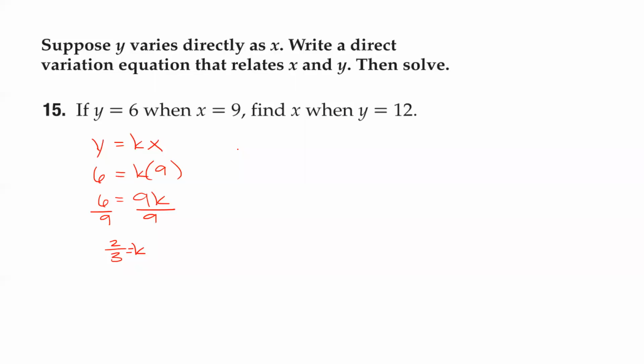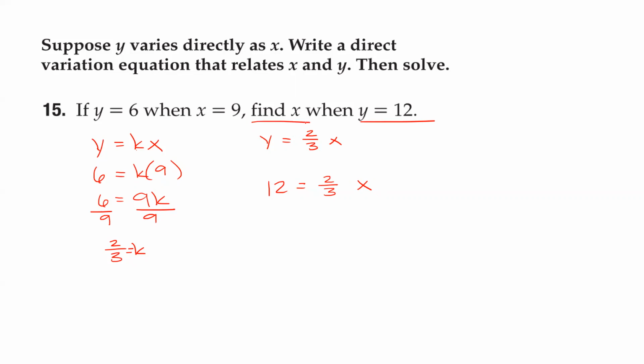Then it says to find x when y is equal to 12. So we are using our direct variation equation, which is y equals 2/3 x. Remember, we just found out what k was. Here's the equation y equals kx, and we figured out k is 2/3. Now we're plugging in 12 for y. So we have 12 equals 2/3 times x, and we are trying to figure out what x is.